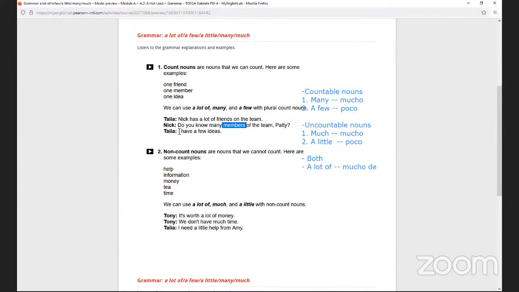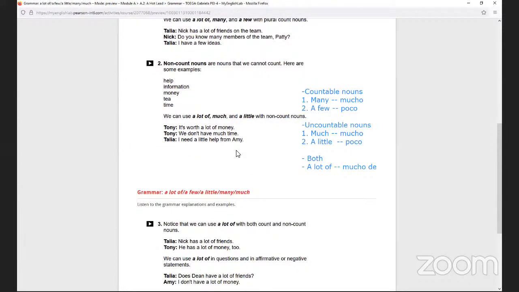Dalia, I have a few ideas. So in this case, we are talking about ideas. Can we count? Yes, I have 2 ideas for doing this. I have, I don't know, 5, 10 ideas for working on this, for example. Okay, so we can count.